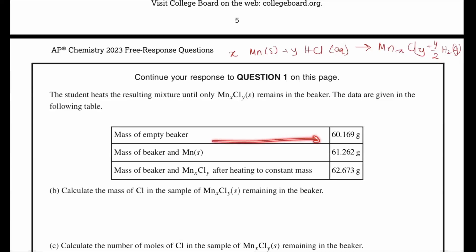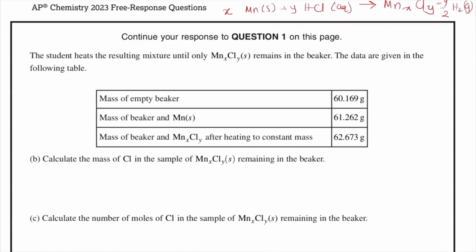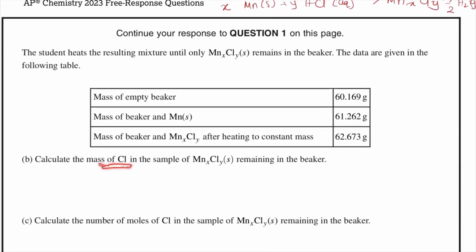So here we see that the mass of the empty beaker is this much, right? And when we add the manganese, it becomes this. And once the manganese is all reacted, leaving us with the manganese chloride, this was the mass. So the question asks, calculate the mass of chlorine in the manganese chloride. First we need to find the mass of manganese, which is going to be the mass of manganese and beaker, this one, minus that one.